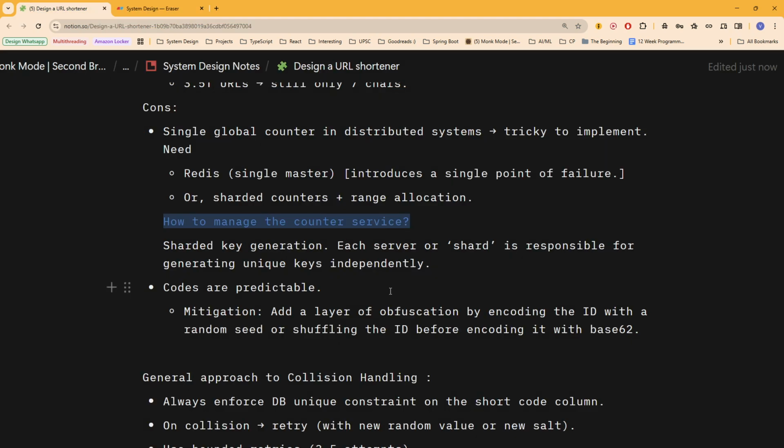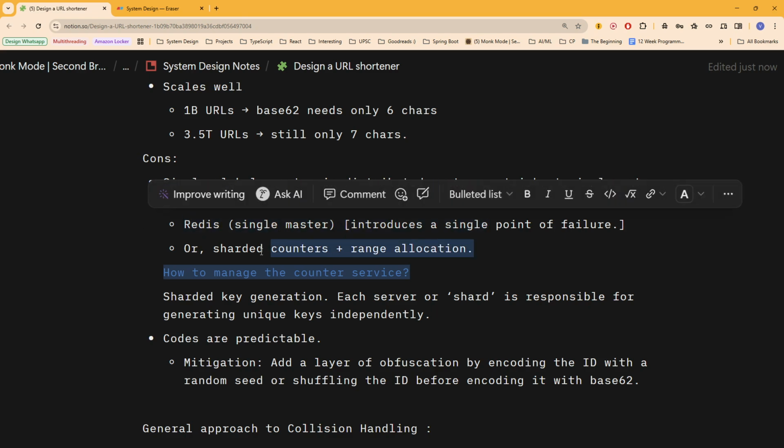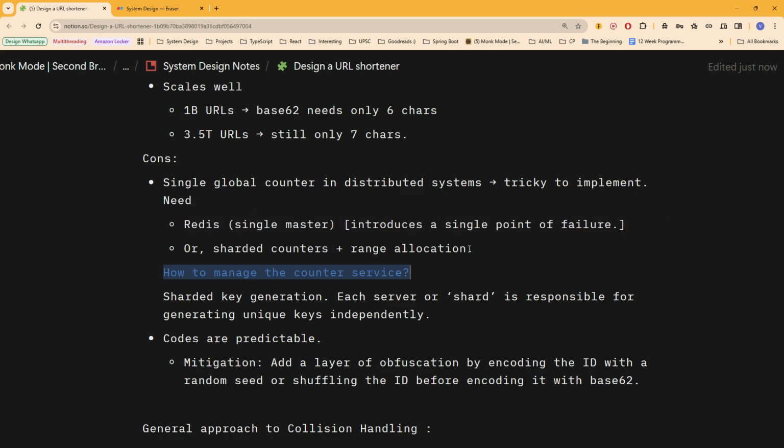So that is the basic implementation. We will also go through our notes and check if we have forgotten something. So when we have to maintain an incremental counter, we can either implement Redis, or we can implement sharded counters plus range allocation.